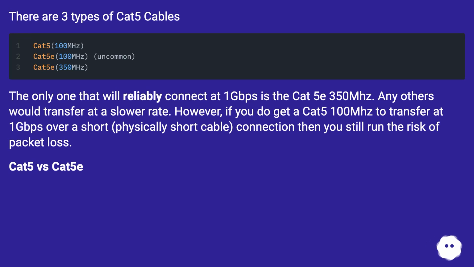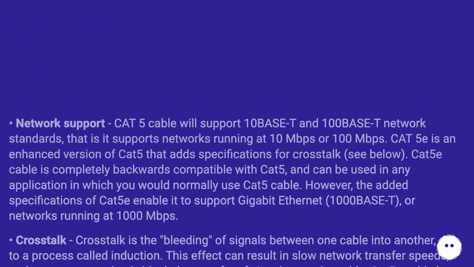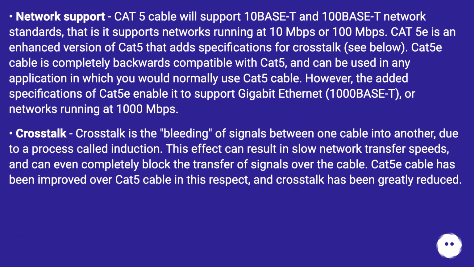CAT5 vs CAT5e. Network support. CAT5 cable will support 10 base T and 100 base T network standards, that is, it supports networks running at 10 megabits per second or 100 megabits per second. CAT5e is an enhanced version of CAT5 that adds specifications for crosstalk, see below. CAT5e cable is completely backwards compatible with CAT5, and can be used in any application in which you would normally use CAT5 cable. However, the added specifications of CAT5e enable it to support gigabit Ethernet, 1000 base T, or networks running at 1000 megabits per second.